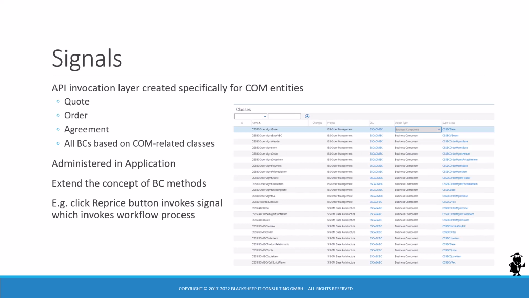So signals are an extension of the business component method invocation layer. So you have an administrative view where you can define, okay, this signal is invoked, for example, by a button or external system. And what happens then? For example, invoke a workflow process which invokes another service, etc.